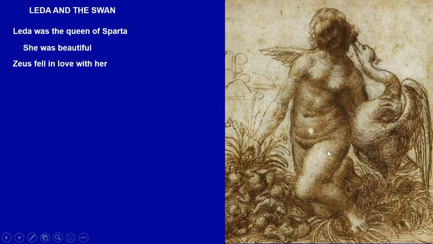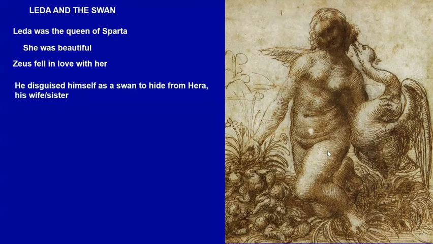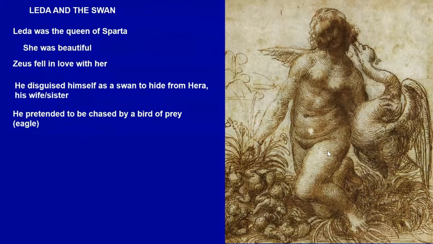All right, and that's what happens here. Zeus falls in love with her and wants to be with her, but he can't let his wife slash sister know. He's married to his sister, by the way, Hera, and he can't let her know. So he disguises himself. He often disguises himself, and this time he disguised himself as a swan. He set up a situation where it looked like a swan was being attacked by a bird of prey, like an eagle.